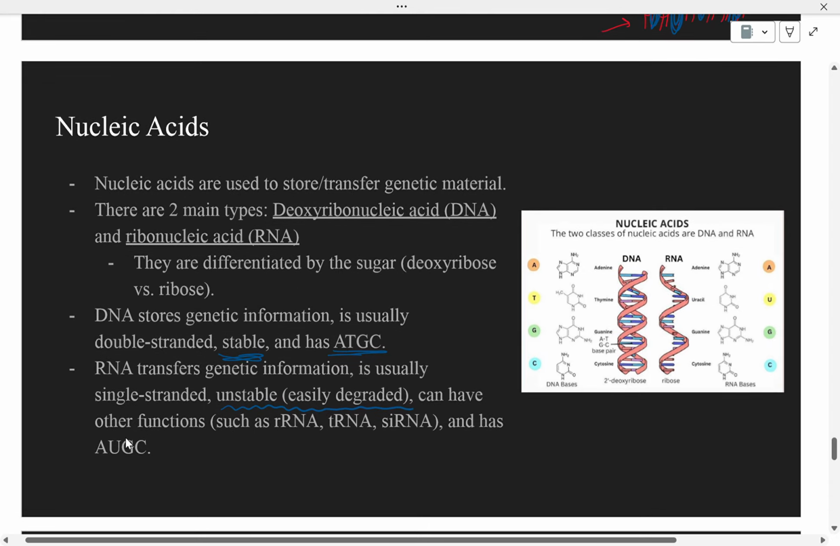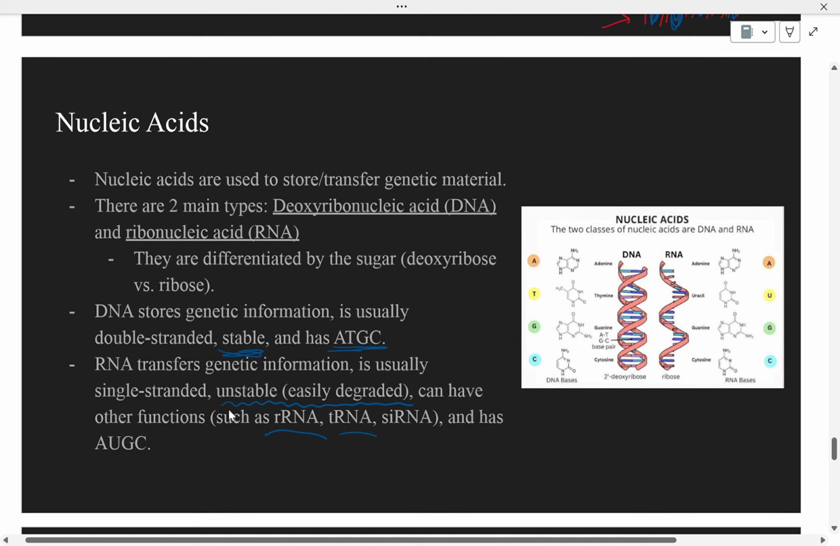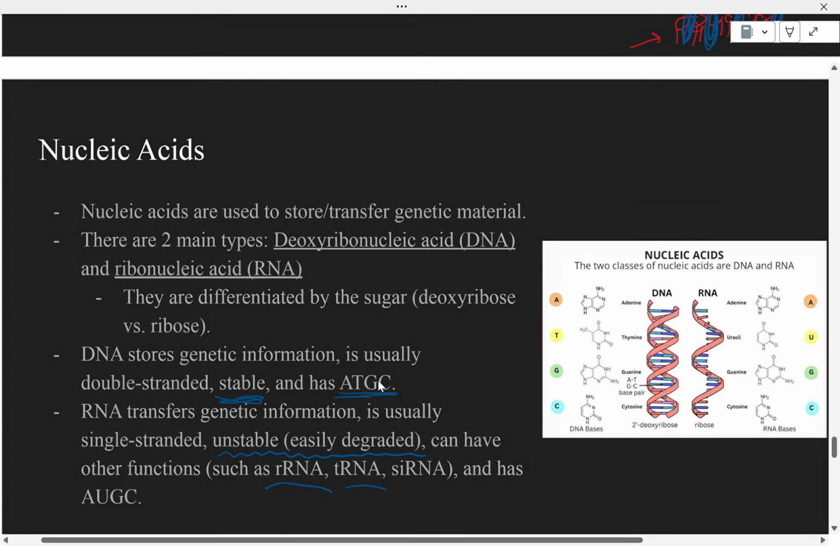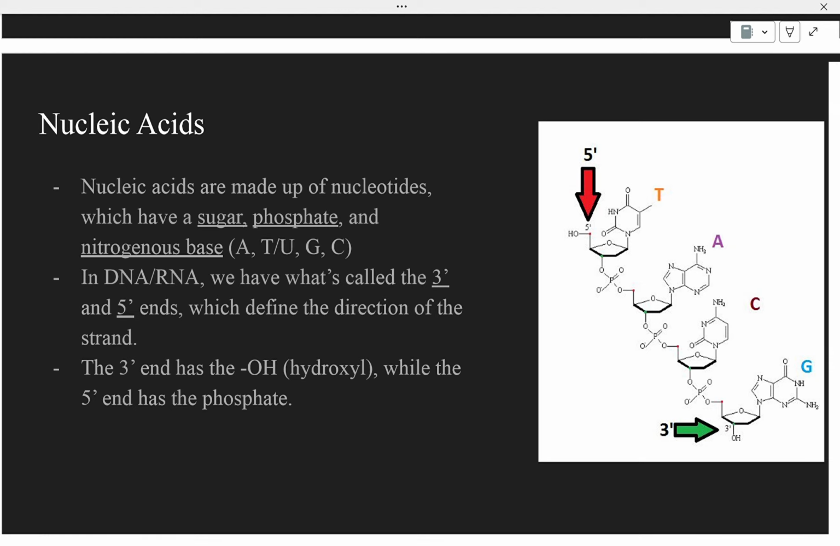And then it can also have some other functions in the cell. So there's rRNA, tRNA, siRNA. If you don't know about these, feel free to search them up. But we'll go over at least the first two in detail when we talk about transcription and translation. Right? It also has AUGC instead of ATGC. You can see the structures on the right. Yeah, pretty self-explanatory. So yeah, let's look at the structure of nucleic acids.